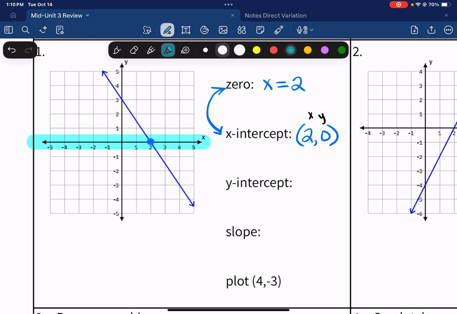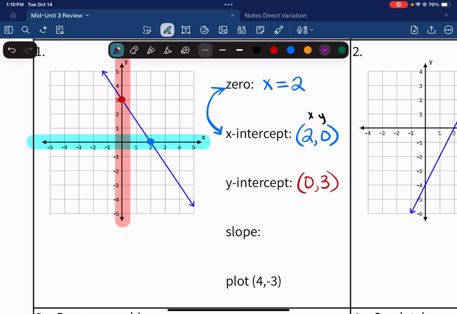Now your y-intercept is asking for where your graph crosses the y-axis. So I have my y-axis right here, and I can see that my graph crosses the y-axis at positive 3. So as a y-intercept, an ordered pair would be (0, 3). It's going to be x first and then y.